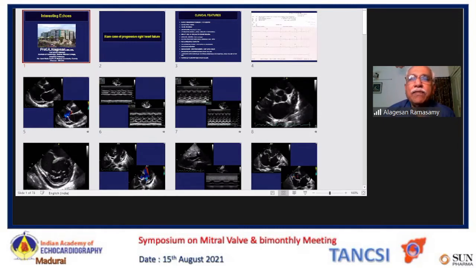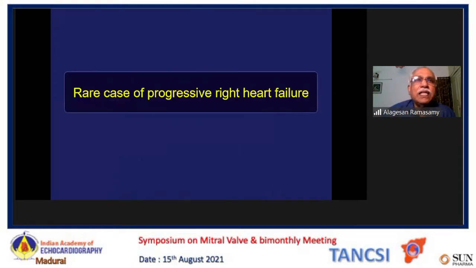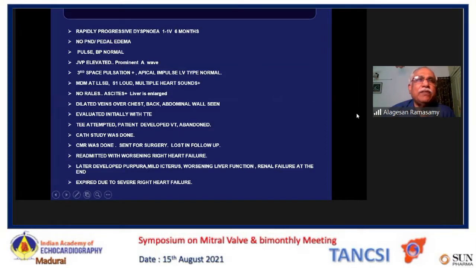Okay, I will present my case. This patient is actually from Stanley Medical College. The case was brought to me by Dr. Tamish Chelvan and he presented it in another meeting also. I chose this case because it's a rare one. We have not encountered any similar cases after this first case. So this is a rare case of progressive right heart failure resulting in death of the patient.